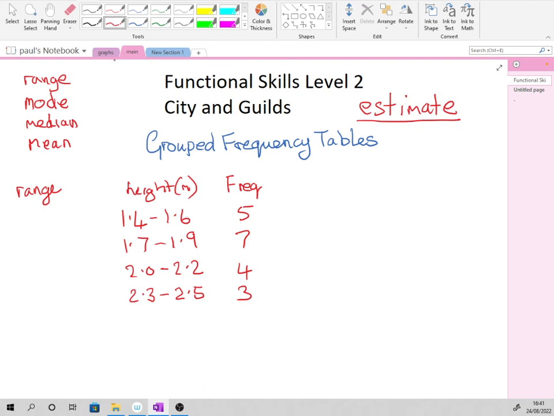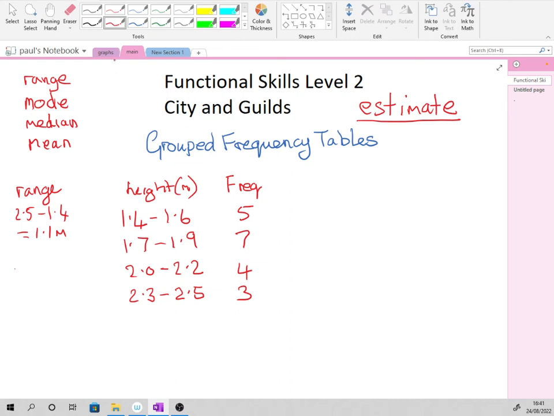So the range is the smallest possible to the largest possible. So we've got positive answers for here, so we can include the 2.5. So 2.5 minus 1.4, which equals 1.1. So there's the range, 1.1 meters, between the smallest possible and the highest possible.